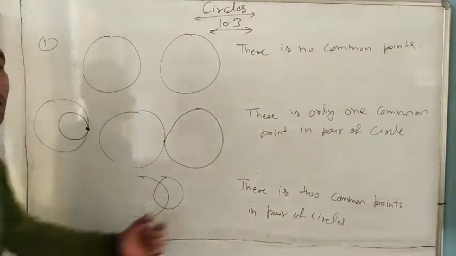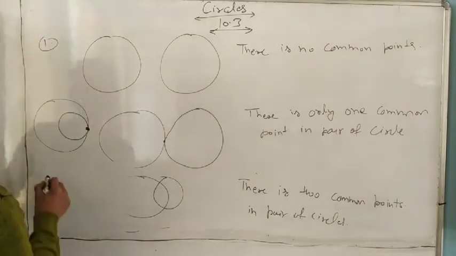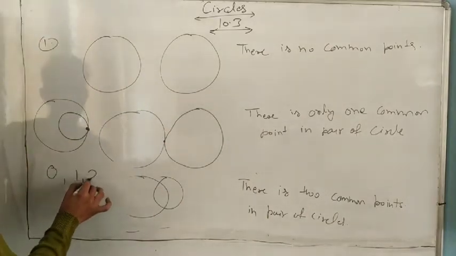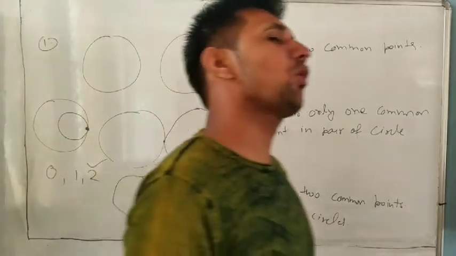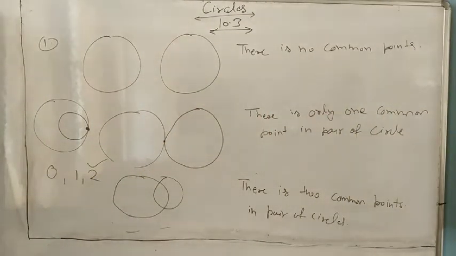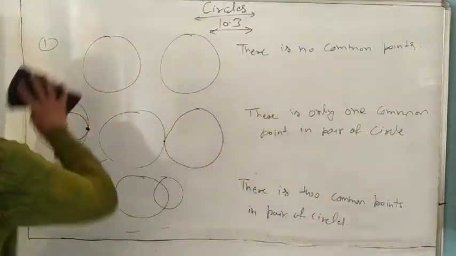So he is asking what is the maximum number of common points. So common points are 0, 1 and 2. So what is the maximum number? 2. So 2 common points are the maximum in a pair of circles. So very simple. Note it down.